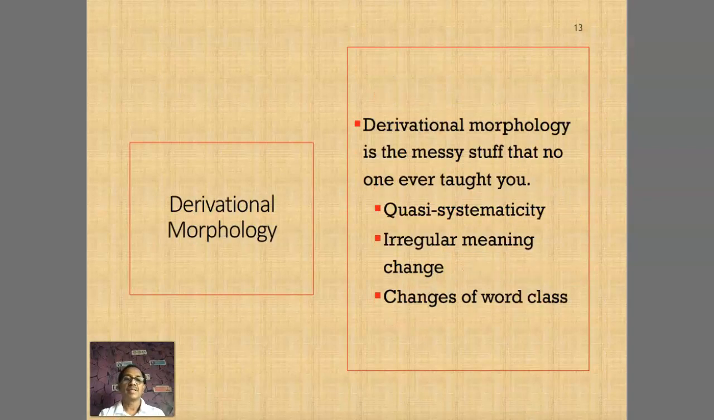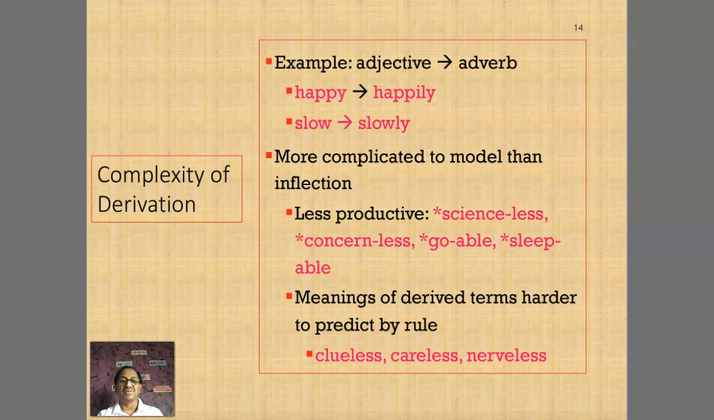Okay, then let's come to derivational morphology. Till now we have seen inflectional morphology, where the class of the derived word doesn't change. Derivational morphology is a little messy because the rules are not very clear and the system is very quasi, and the meaning also changes sometimes. Sometimes it doesn't change, and then you have class-changing derivations. Look at the derivation.